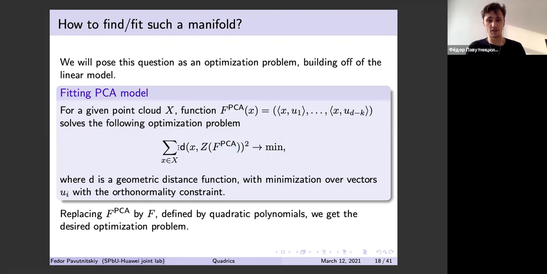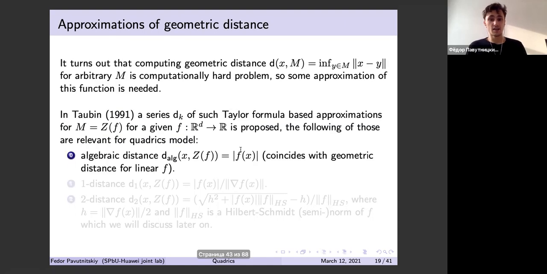Because actually this geometric distance in the linear case is easier to compute, and you can reformulate this problem as an eigenvalue eigenvectors problem. This is approximation of order 0. Also, another maybe familiar to some of you, approximation of order 1. This is just an algebraic distance divided by a norm of the gradient. But this is good, but not good enough for us.